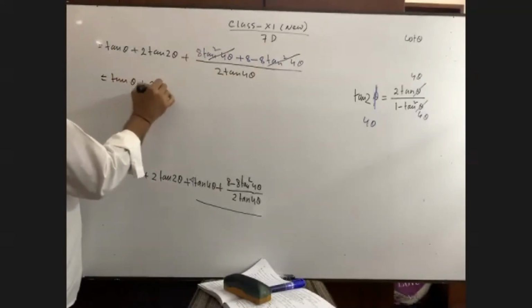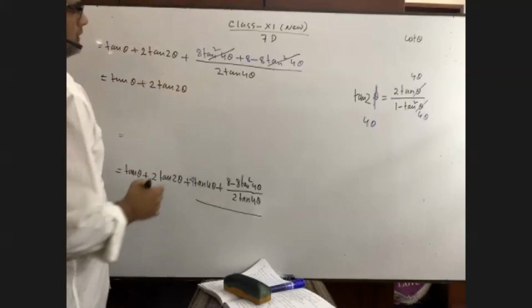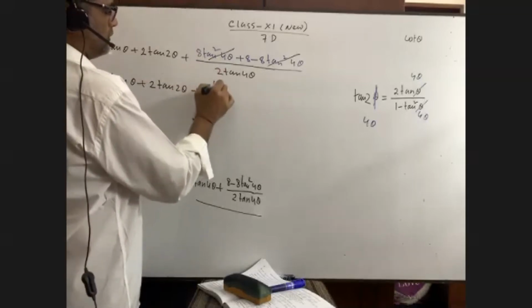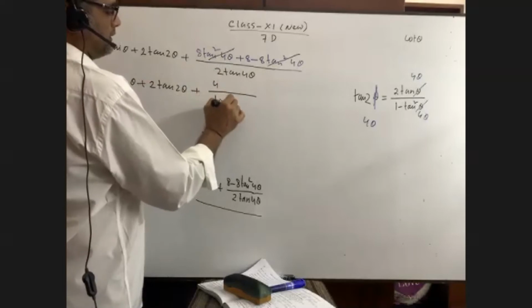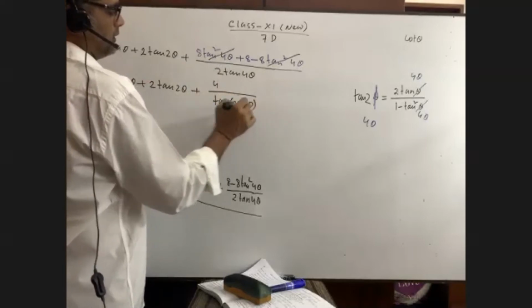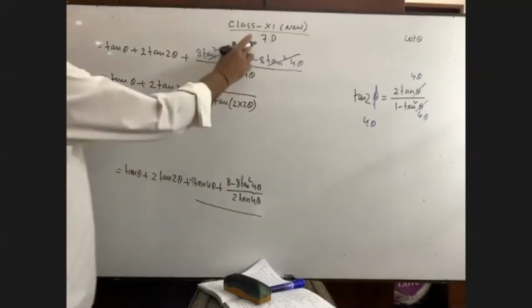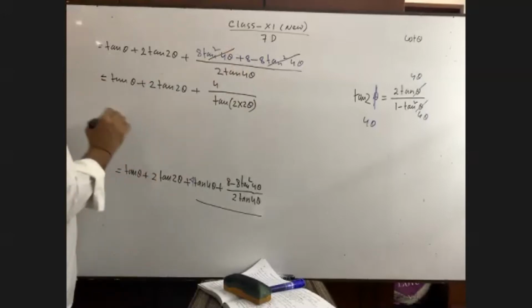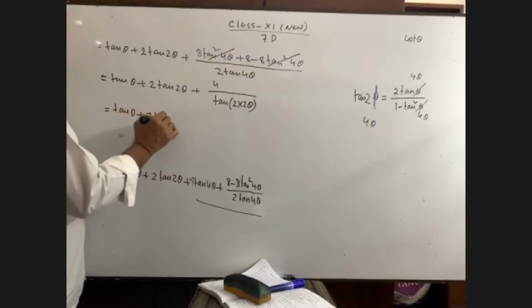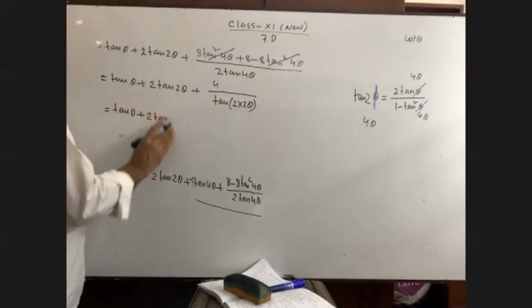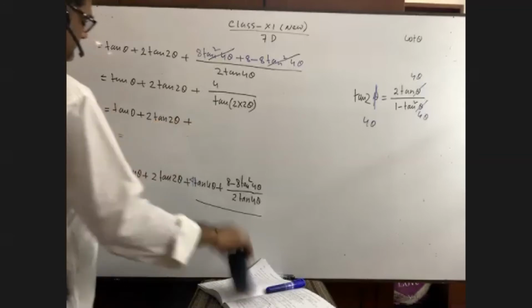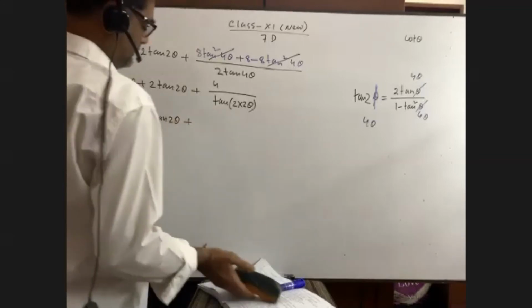Tan theta plus 2 tan 2 theta. Now it is plus 4 by tan 4 theta, which is 2 into 2 theta. 8 and 4 will be cancelled, and we'll be left with 4 in the numerator. That is tan theta plus 2 tan 2 theta plus, can you tell me what is the formula here? Again, the same formula. Let me know.